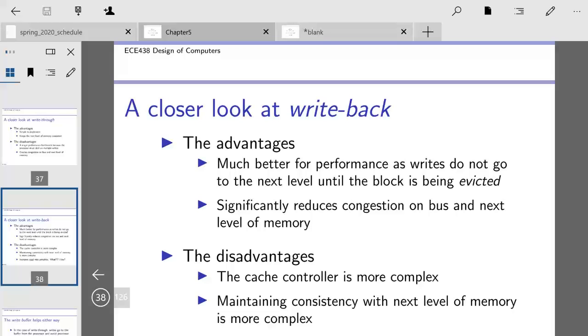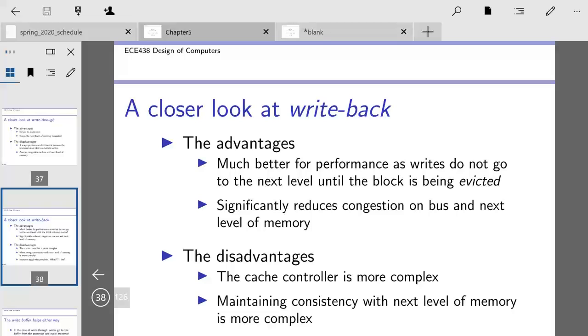They can repeatedly happen and actually just happen locally, and then once we move on to a different cache block, and that cache block that we were writing to needs to get evicted, only then does that modification get pushed to the next level. So it significantly reduces the pressure on the bus and the next level of memory.